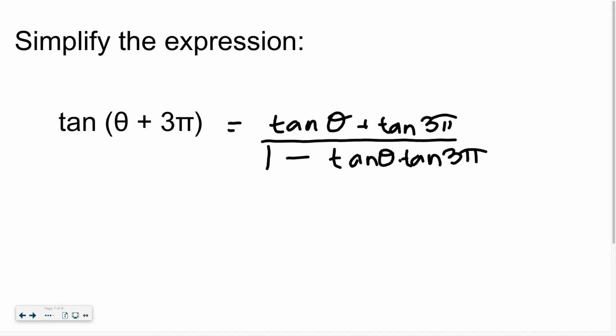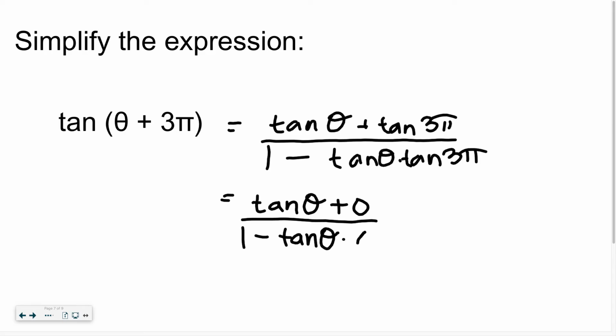0. 3 pi is coterminal with pi, right? If you just subtract 2 pi from it, it's the same as pi. That's on the horizontal x-axis. The tangent on the horizontal axis is 0. I would be really worried in this one if I had to do an undefined because then I wouldn't be able to get an answer, right? So we'll say the tangent of theta plus 0 all over 1 minus the tangent of theta times 0. So I made the substitution for tangent 3 pi.